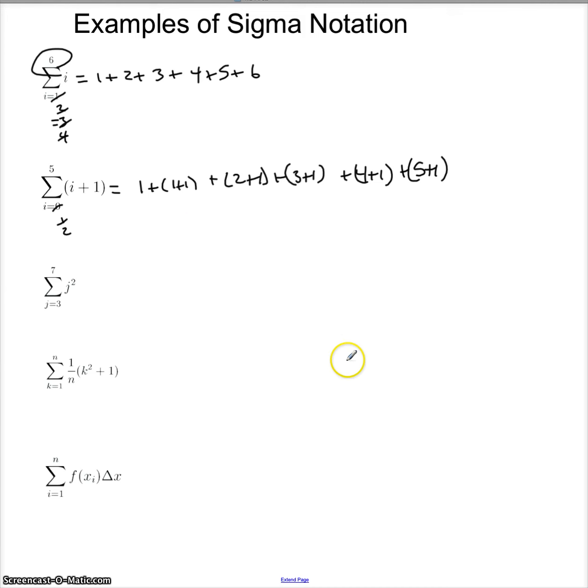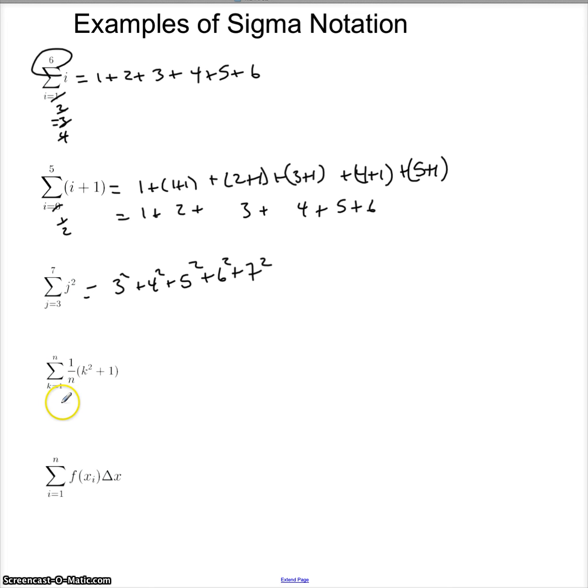Now if I asked you to expand these terms, you don't have to put all this in here. You could put 1 plus 2 plus 3 plus 4 plus 5 plus 6. That's perfectly fine. Now you kind of have the idea, so let me do this one in one step. I'm going to start at 3, so this is going to be 3 squared plus 4 squared plus 5 squared plus 6 squared plus 7 squared. Boom, we're done.